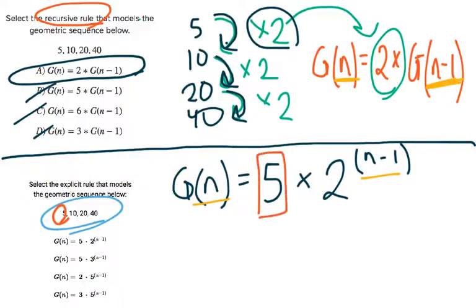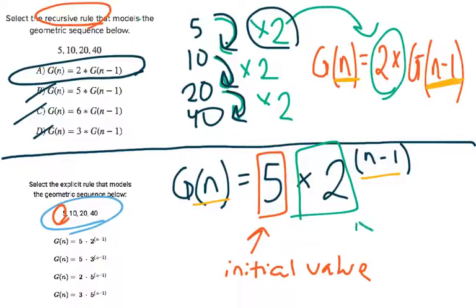The 5 came from our initial value. Our starting value was 5. And then the 2 came from our growth factor. And so we can find any term by taking our starting value of 5 and multiplying it by 2 to the power of n minus 1.